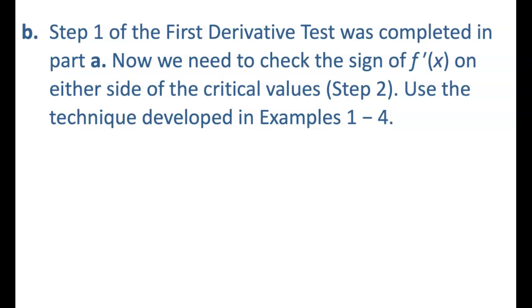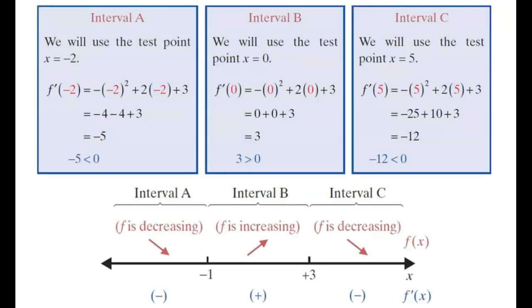All right, so what is the first derivative test? First we find the critical values. You already did it. Now you're going to make the number line and figure out where the original function is increasing or decreasing. Remember, the original function is increasing where the derivative is positive and decreasing where the derivative is negative. And so we just use test points in those intervals.